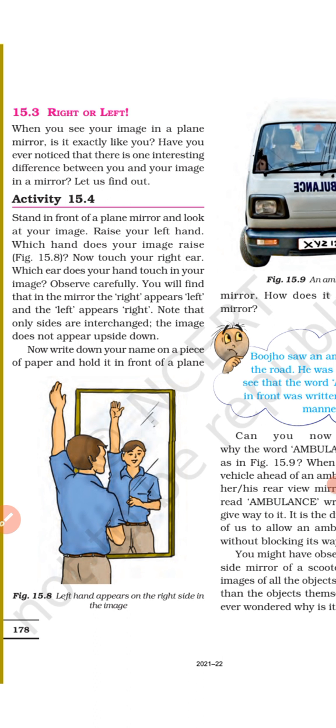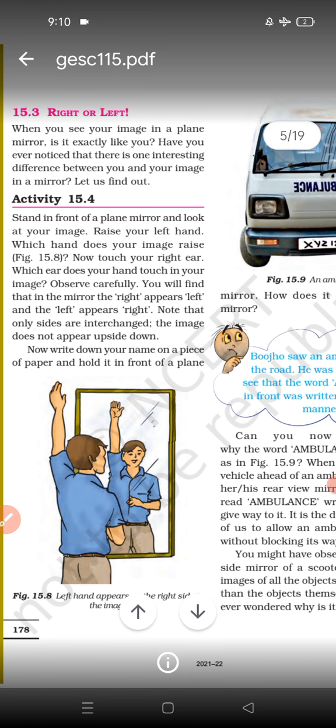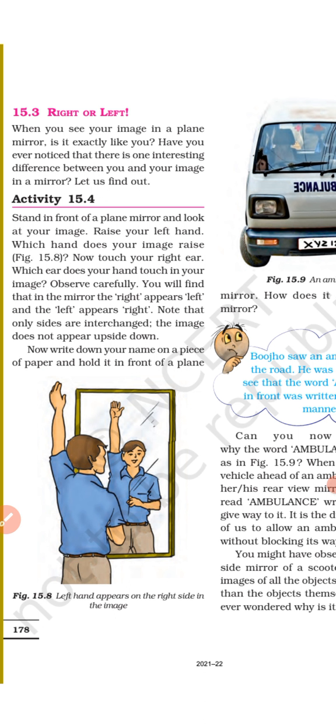When you see your image in a plane mirror, is it exactly like you? Have you ever noticed that there is one interesting difference between you and your image in a mirror? Let us find it out. Activity 15.4: stand in front of a plane mirror and look at your image. Raise your left hand. Which hand does your image raise? It raises the right hand. Now touch your right ear. Which ear does your image touch? The left ear, right?